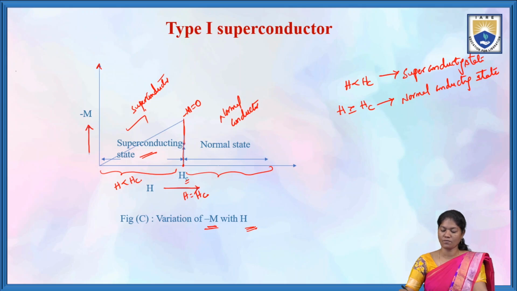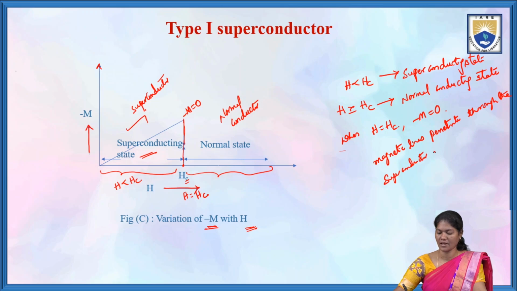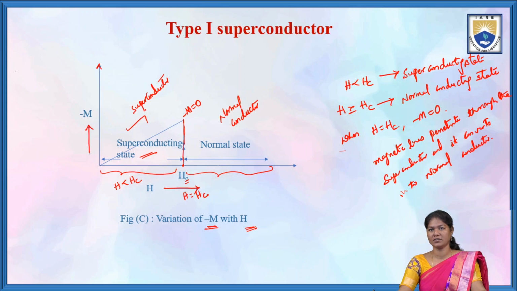Normal state. So why? Because when H is equal to HC, minus M becomes 0, so the magnetic lines immediately penetrate through the superconductor, and it converts into a normal conductor. That's why it converts into a normal conductor.